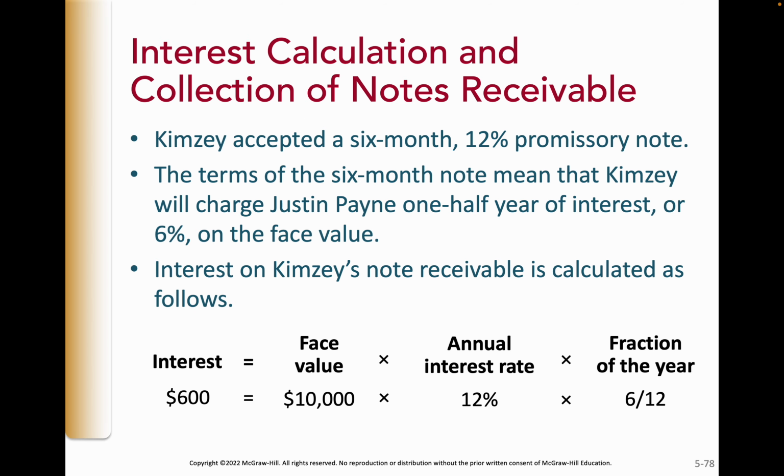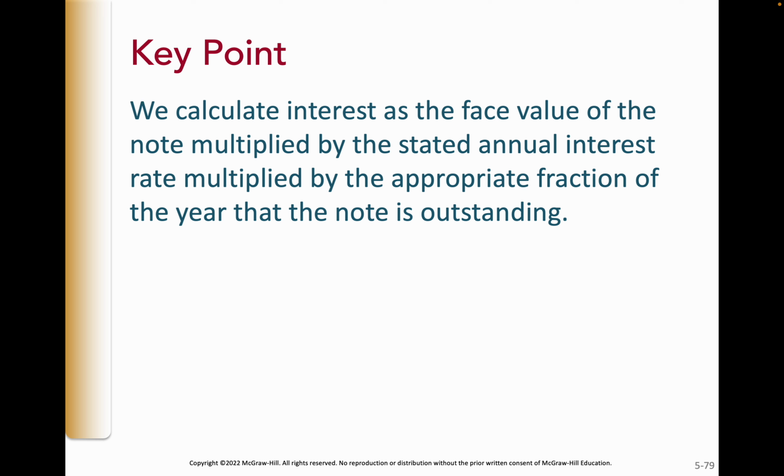So Kimsey accepted the 6-month 12% note. The terms of the note mean that Kimsey will charge Justin half a year of interest. 12% for the whole year would be 6% for half of the year. Or you could calculate the monthly rate and multiply that by 6. He is going to pay them $600 in interest. So we calculate interest at the face value by multiplying the interest rate by the face value of the note.